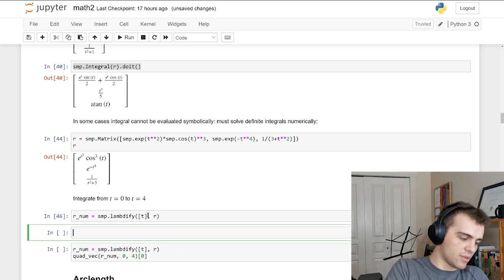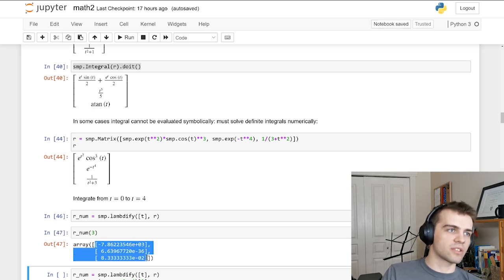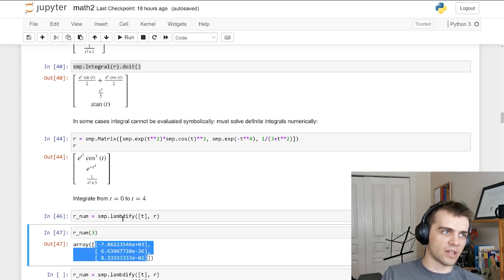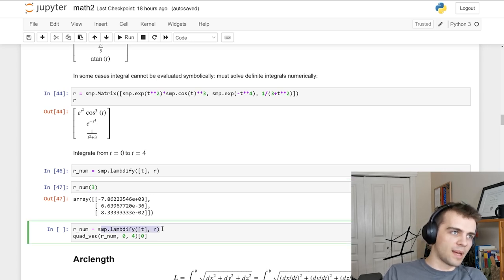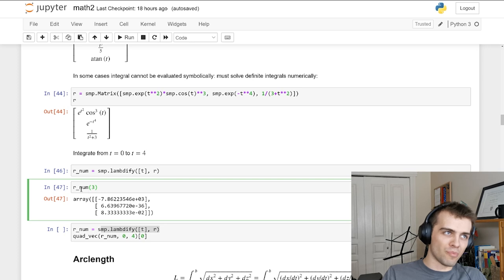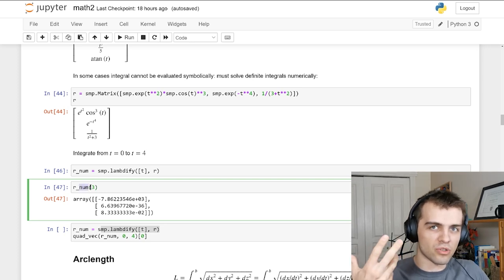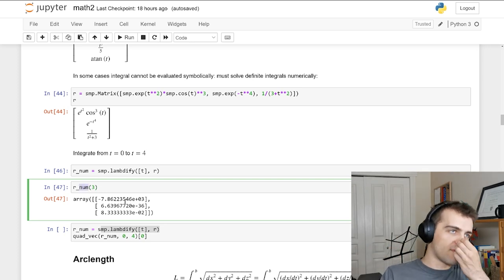And if I give r num a value, and I say t is equal to 3, it returns for me a vector of values, right? Because this is a vector here like this. And now if I want to integrate this, I sympy.lambdify this, and I have my r numerical. Whenever you see underscore num, that means numerical in these videos. I have a numerical function here with values like that.